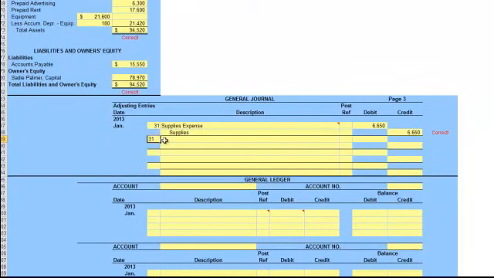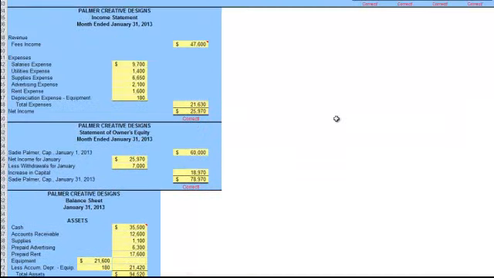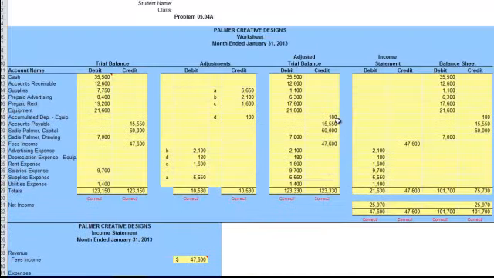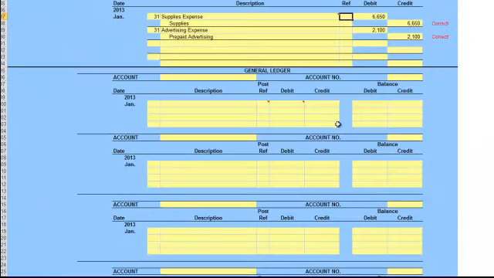So the second adjusting entry, if I look back up to my worksheet, was a debit to advertising expense for $2,100 and a credit to prepaid advertising for $2,100. Okay, in the posting reference, I look up here and I guess I don't need to do it.